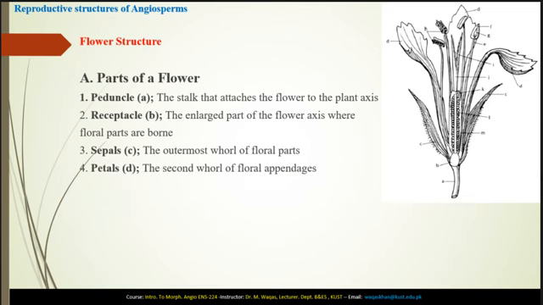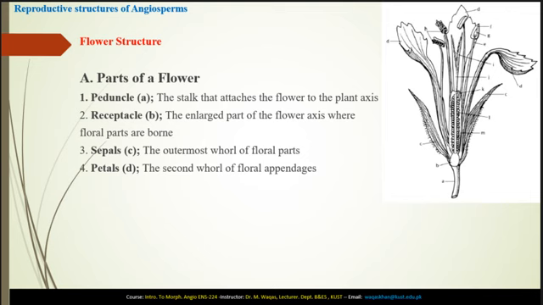The fourth part of the flower is the petals. It is the second whorl. The first whorl is the sepals, and the second whorl is the petals. These are the petals. The second whorl of floral appendages or floral parts are petals, which may be either partially fused together, meaning partially attached together, or completely separated from each other.